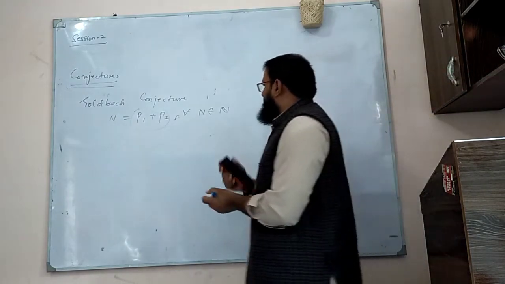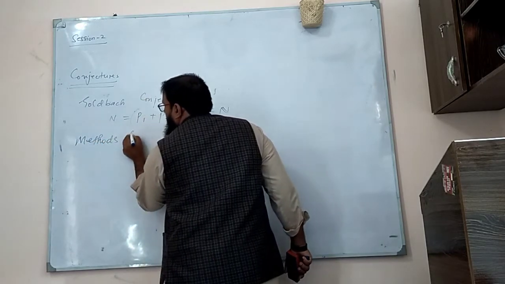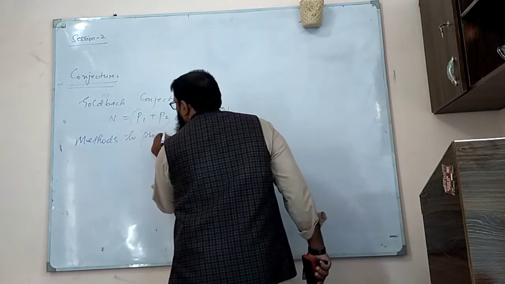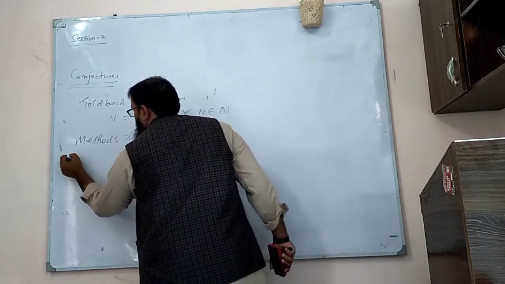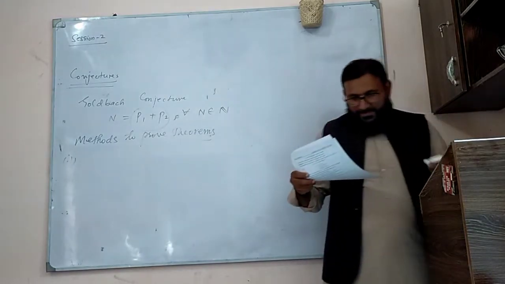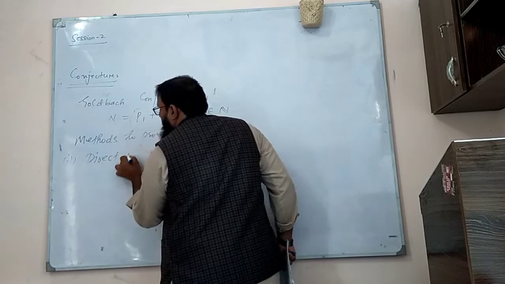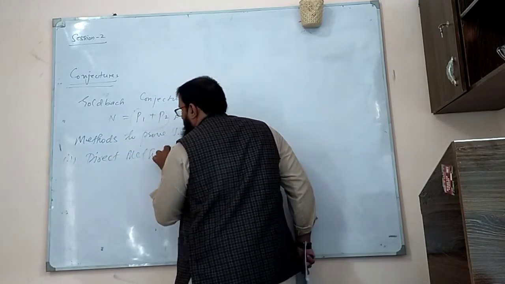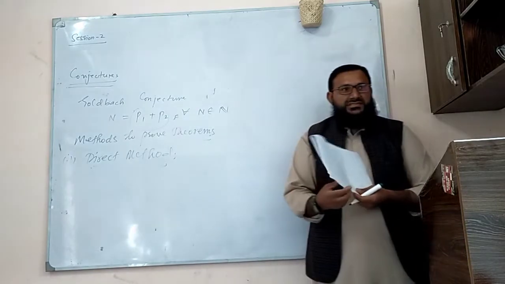Okay, so methods are the ways to prove theorems. Number 1 is the direct method. I'm not writing all of them; we are writing one and discussing its example, then going to the next one. The direct method is a bit easy.